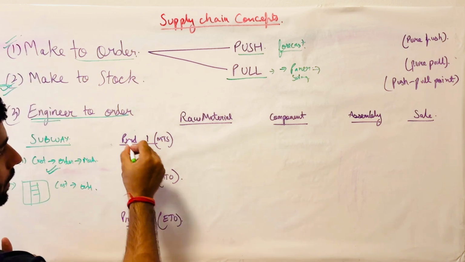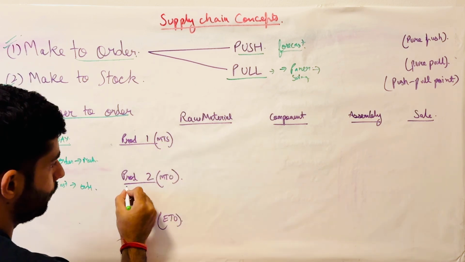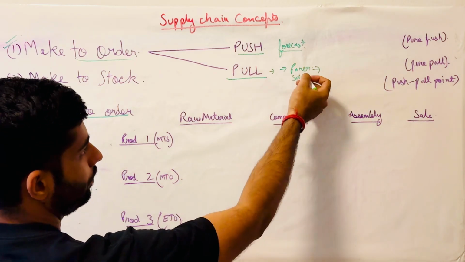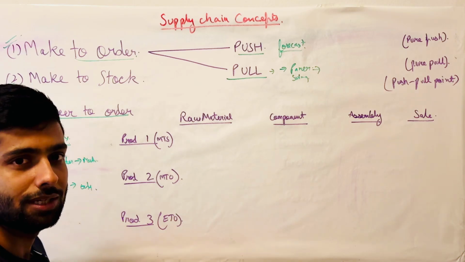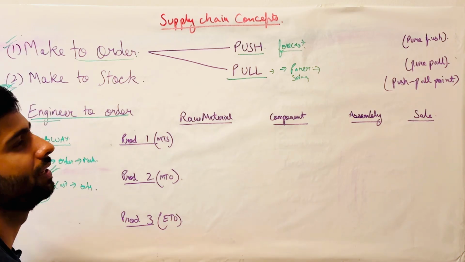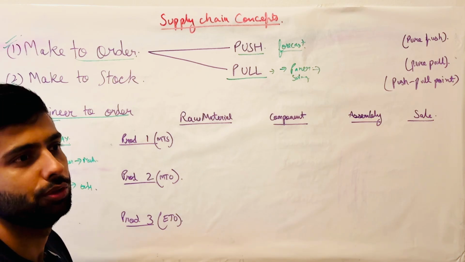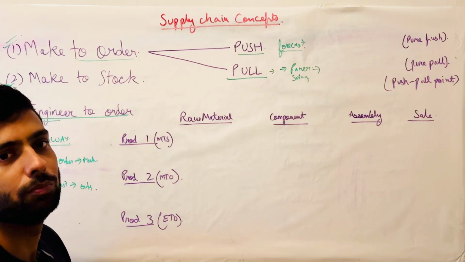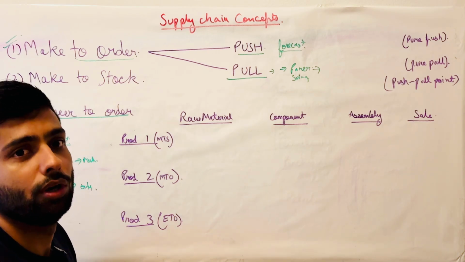But let's come to this example. Now assume that there are three products at Subway. One is product one, which is make to stock. The product two is make to order. For example, this paneer Subway that we're talking about, it's a make to order. There's a product three, which is engineer to order. It's like one of their sandwiches which is not very high in demand, but they have it on their menu, and they expect to fulfill the demand if someone orders.